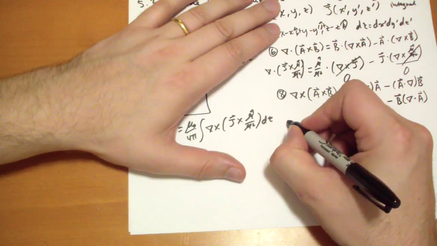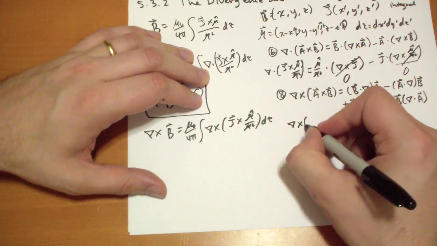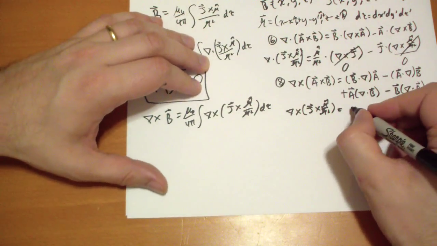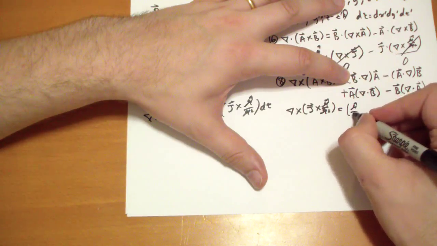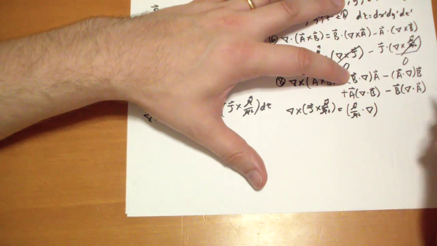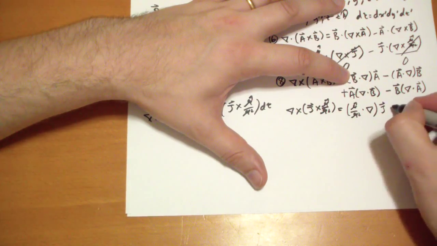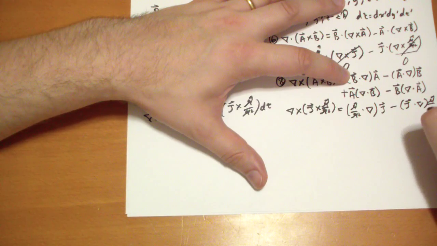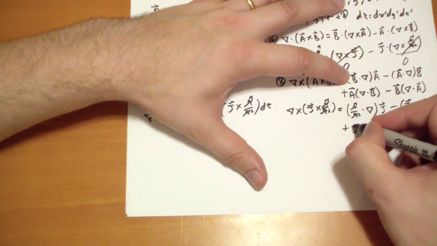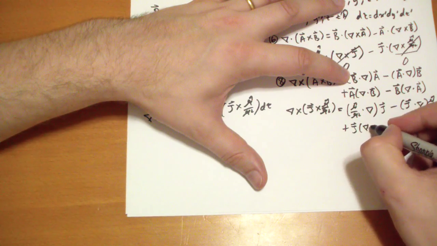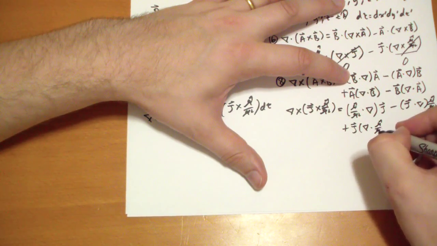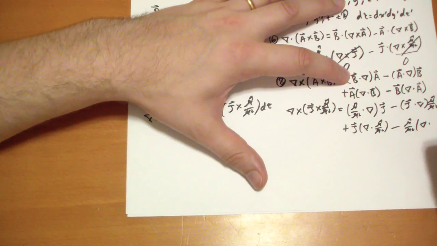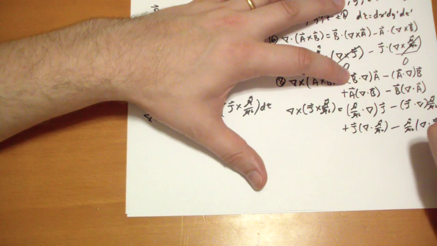So let's write this out with this. We have the curl of J vector cross r hat over r squared equals, well, we take the second one, that's r hat over r squared dot del times J vector, minus J vector dot del times r hat over r squared, plus J vector times the divergence of r hat over r squared, minus r hat over r squared times the divergence of J vector. Okay.